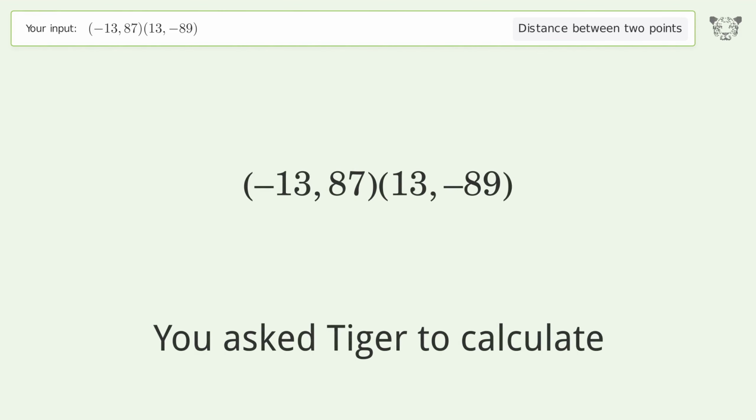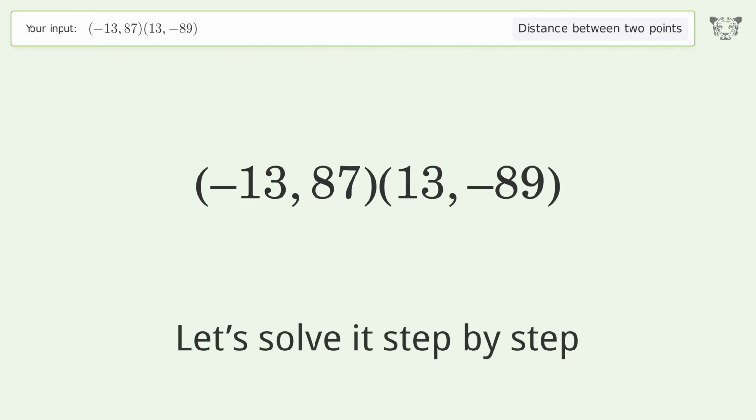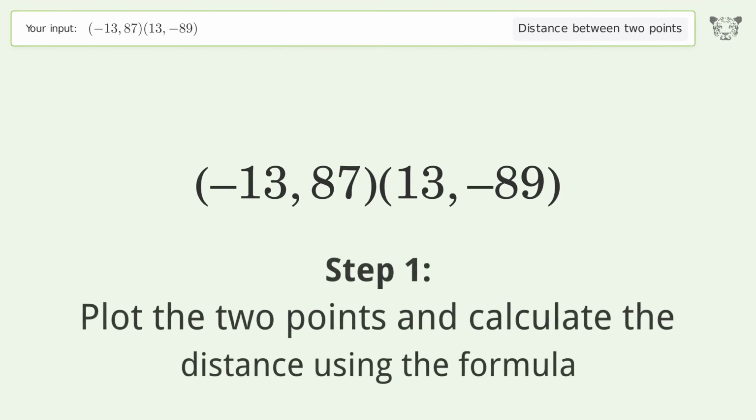You ask Tiger to calculate. This deals with the distance between 2 points. The distance between the 2 points is the square root of 31,652, or 177.91. Let's solve it step by step. Plot the 2 points and calculate the distance using the formula.